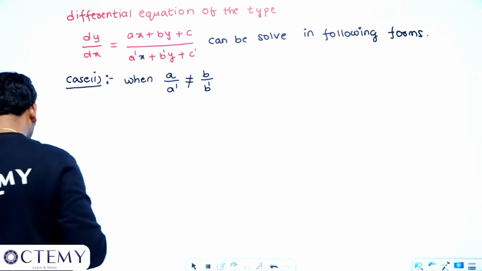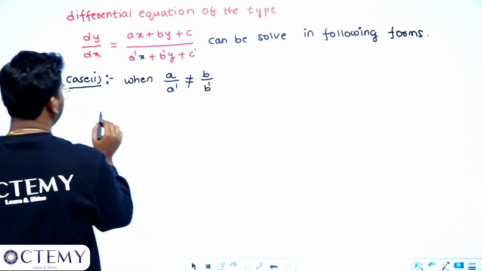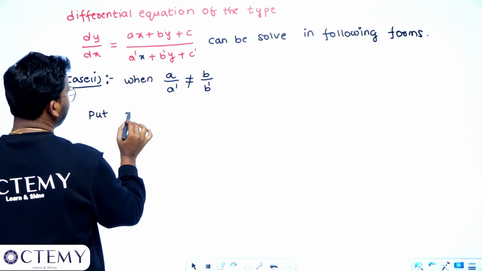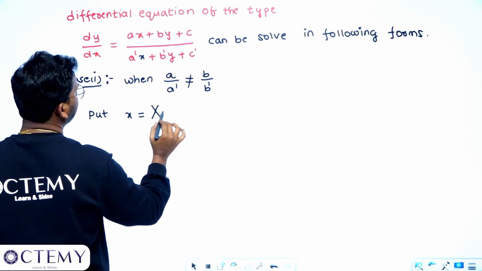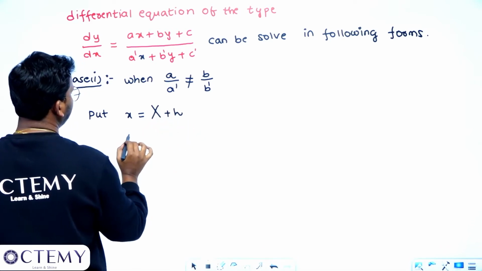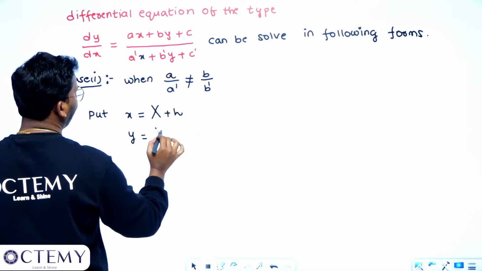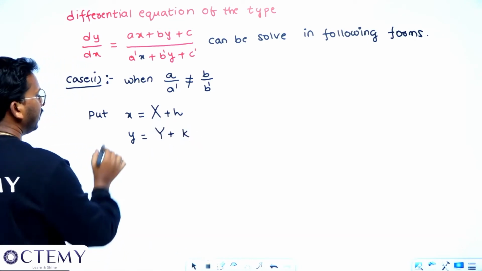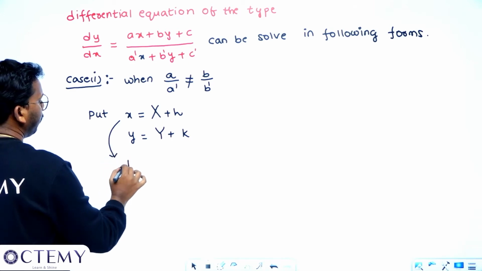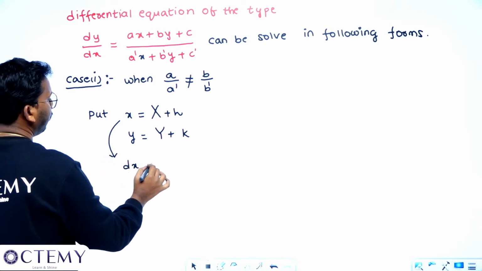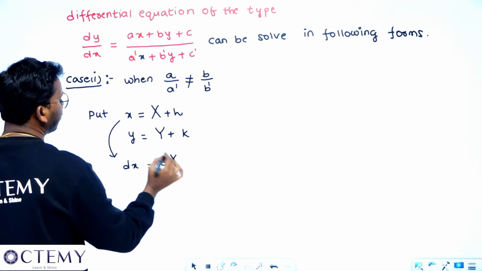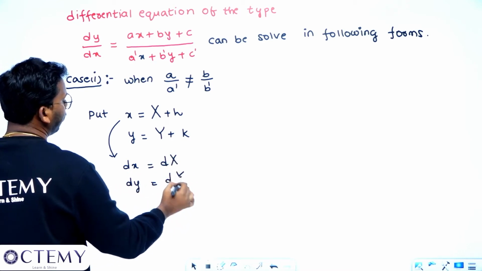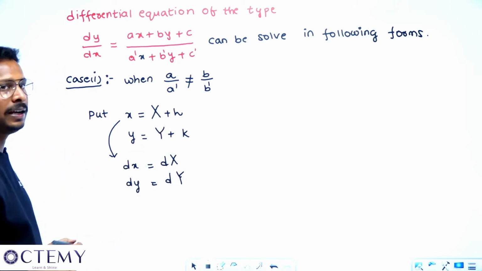What you have to do is substitute, put small x equal to capital X plus h, small y equal to capital Y plus k, right? Once you have done this, see what will happen. dx will become d capital X, dy will become d capital Y, because h and k are constants, so it will not make any change.